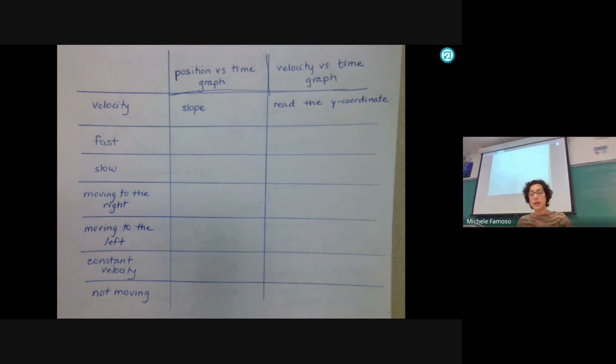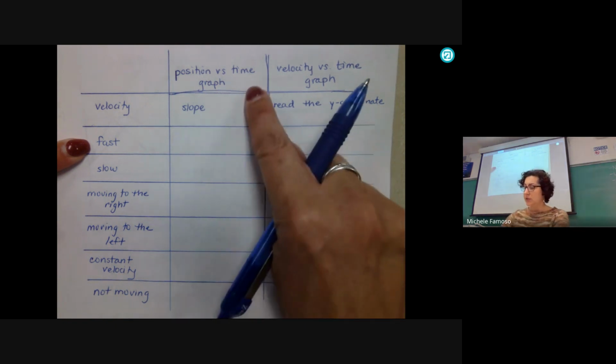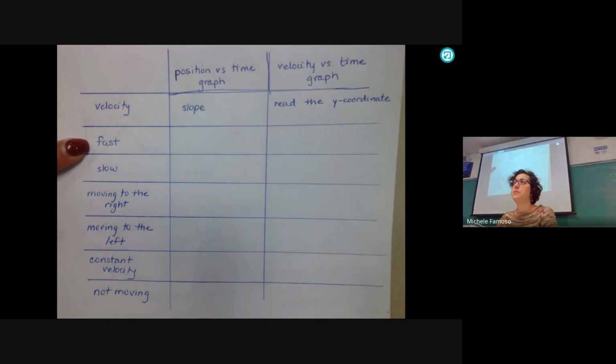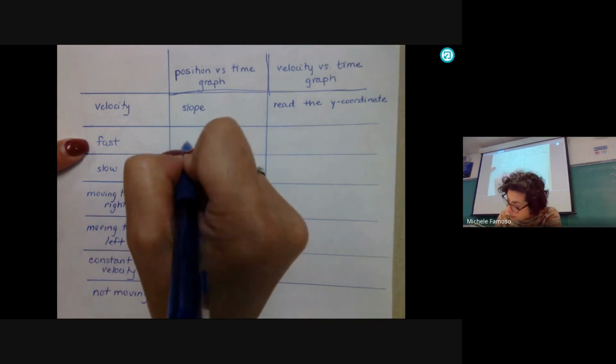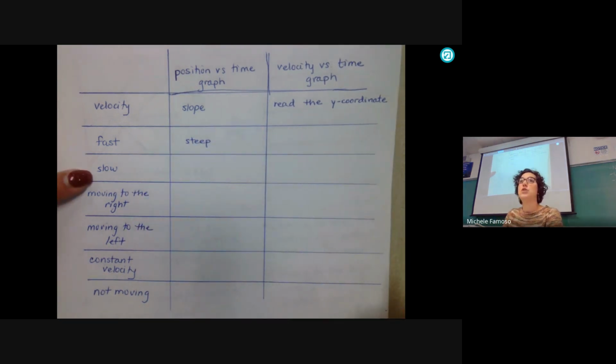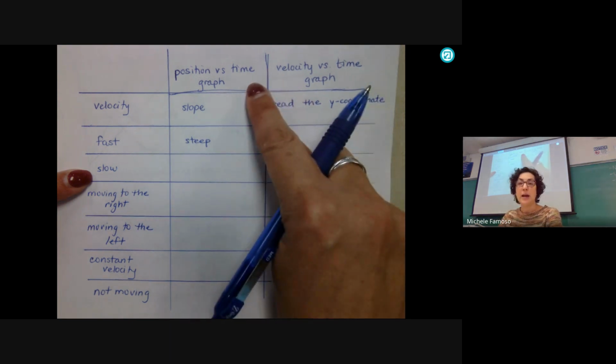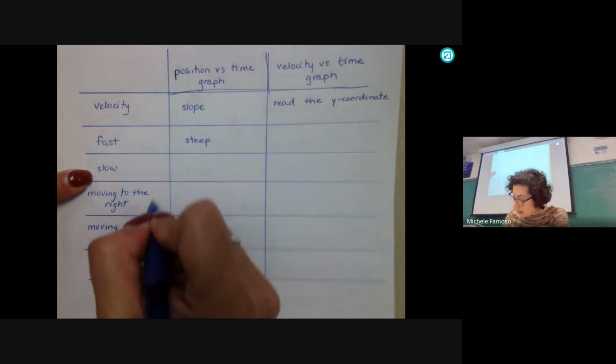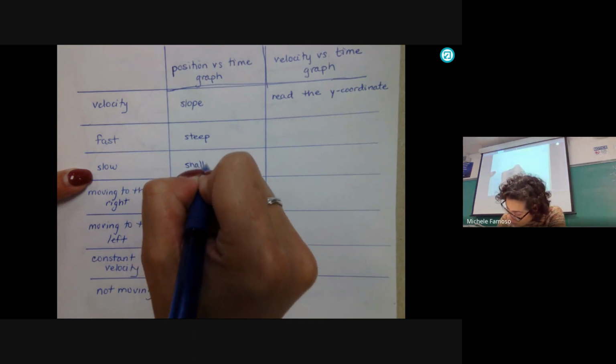Okay, so now let's think about if you're moving fast. Let's talk about the position time graph. How will we know that an object is moving fast? It's very steep. Let's do the slow then, which is the opposite of that. If you're moving slowly on a position time graph, Olivia, it is shallow. That is correct.